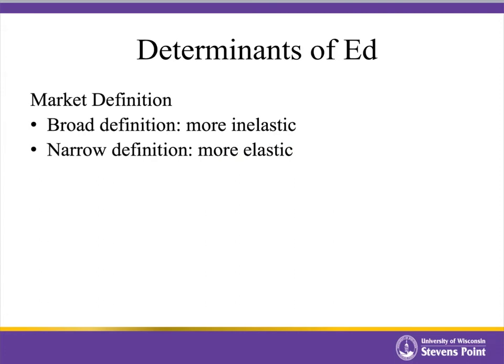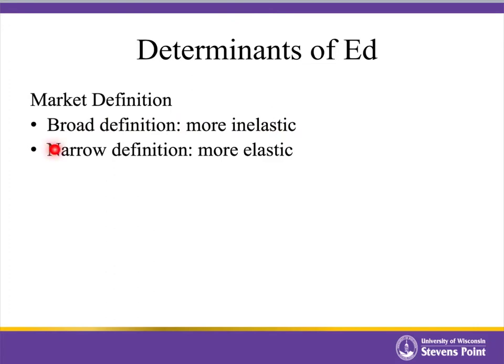How we define the market also has an impact. So if we use a very broad definition, we're going to get more inelastic measurements. If we use a very narrow definition, we're going to get more elastic measurements. So what do we mean by market definition? Well, a broad definition might be something like, I talk about the market for over-the-counter painkillers. So we've got a lot of over-the-counter painkillers, but I've just lumped them into the same category. And so there's very few substitutes that remain.